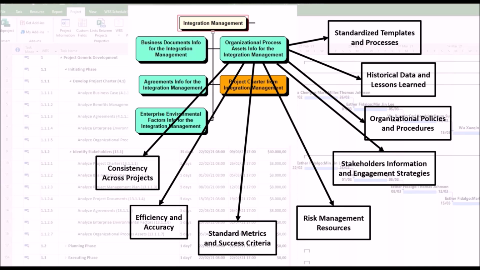Ignoring organizational process assets can lead to inefficiencies, inconsistencies, and missed opportunities to apply best practices, ultimately jeopardizing the project's success.